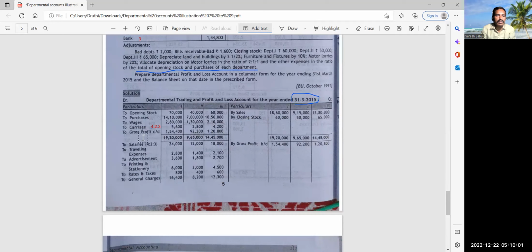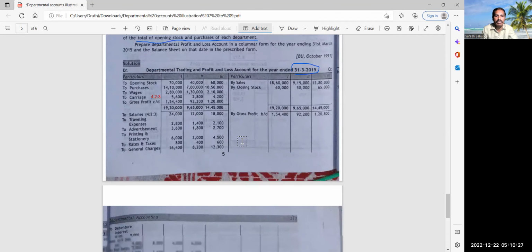So now balance it. In case of department 1, there is profit 1,54,400. Please check the items, I have not cross-checked. Amount and figures you need to check once again. So here 9,65,000, 9,65,000, 92,200 is the gross profit. In case of department 3, 14,45,000, 14,45,000, 1,20,800 is the gross profit. The same gross profit is to be carried down and brought down in the profit and loss account: 1,54,400, 92,200, 1,20,800. Okay. Now what do we do?